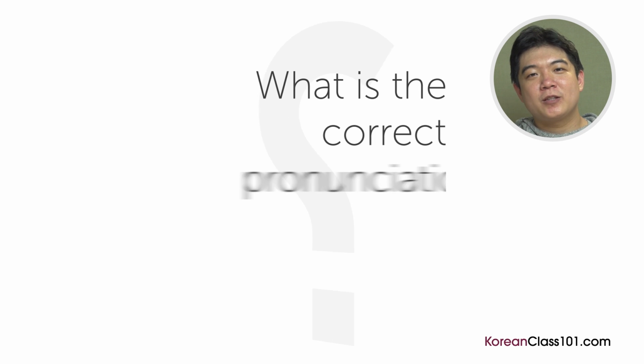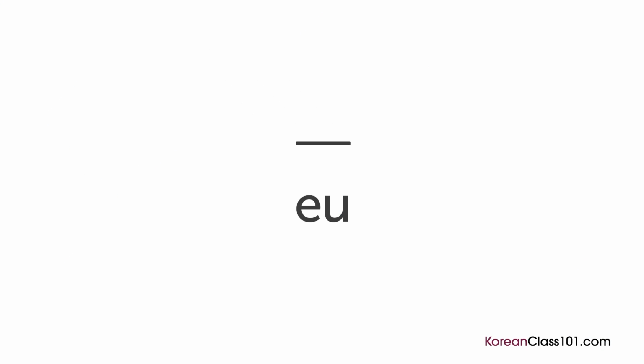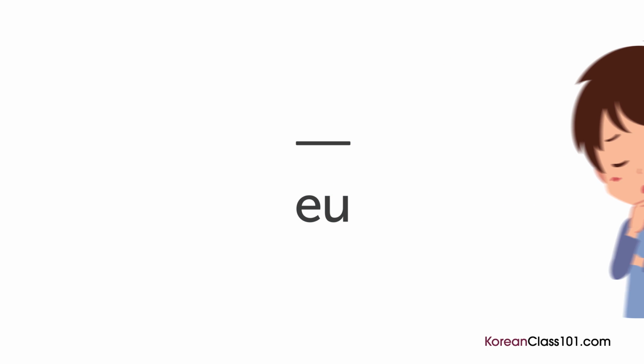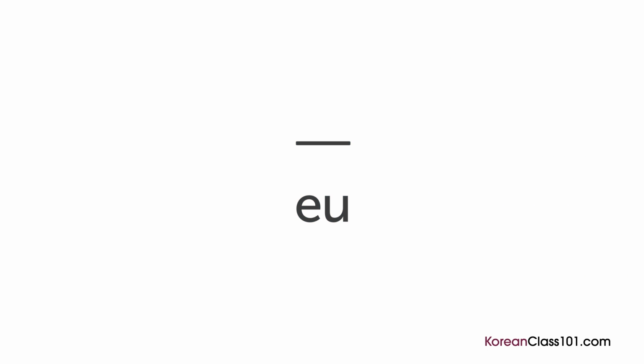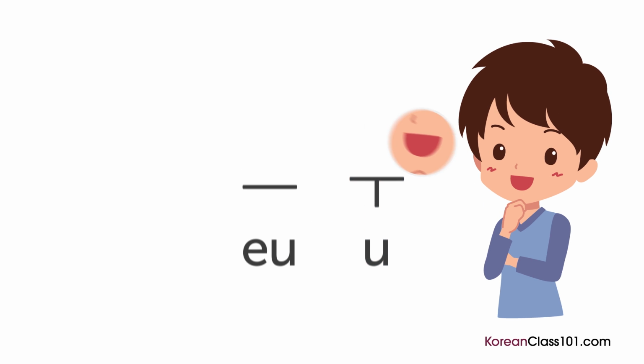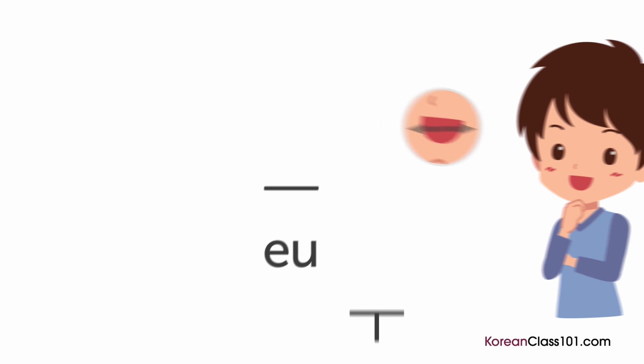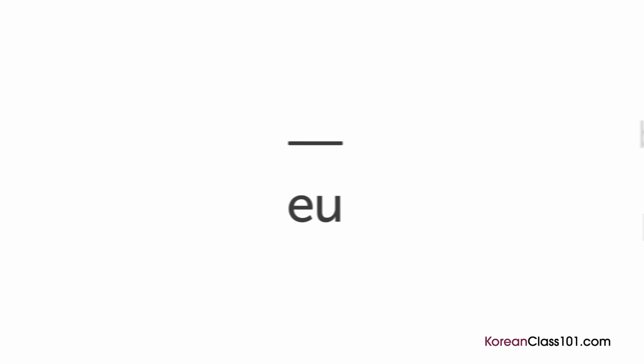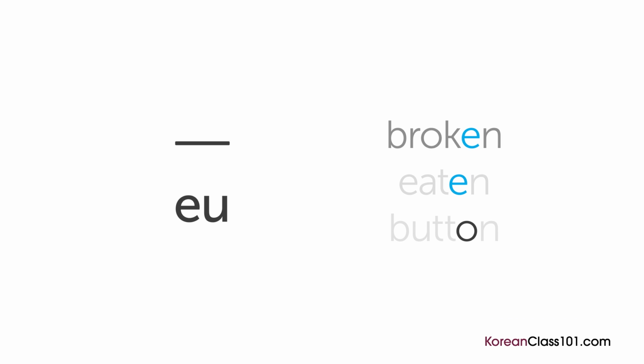The question for this lesson is, what is the correct pronunciation of 으? There's no English equivalent for this sound, so it may be a little difficult to pronounce. The vowel 으 has the same tongue position as the Korean vowel 우, but the shape of your mouth is wider. You may find it easier to compare it to the E sound in the words broken and eaten, or the O sound in the word button.